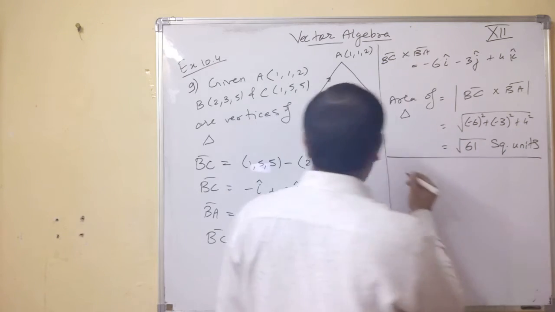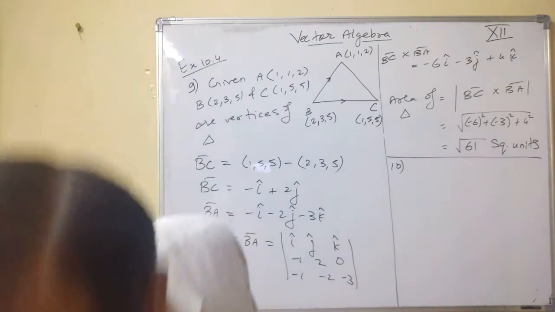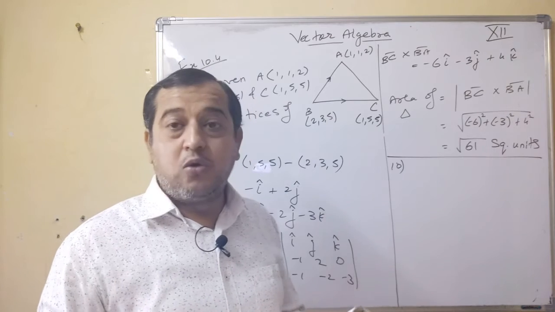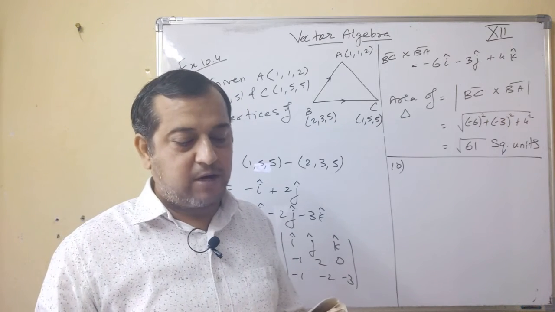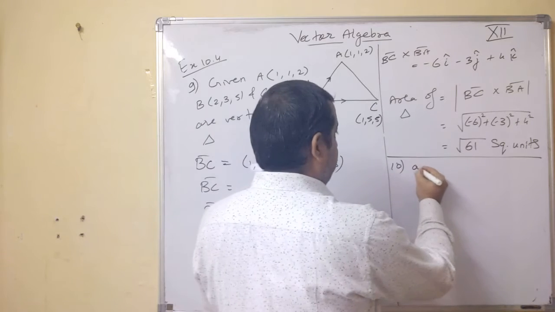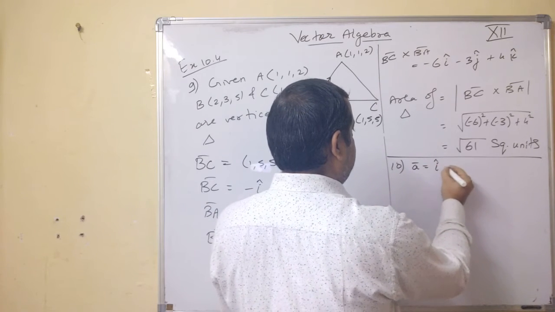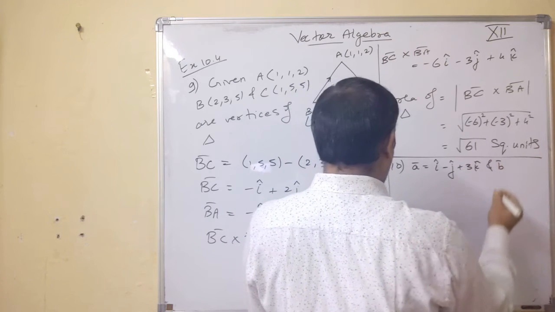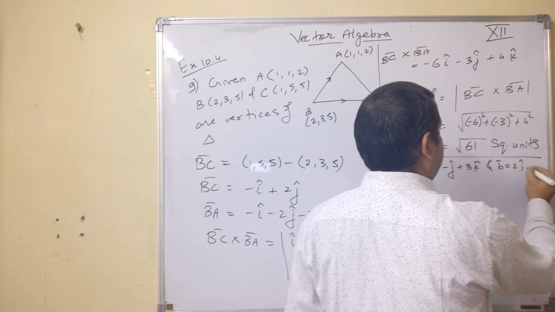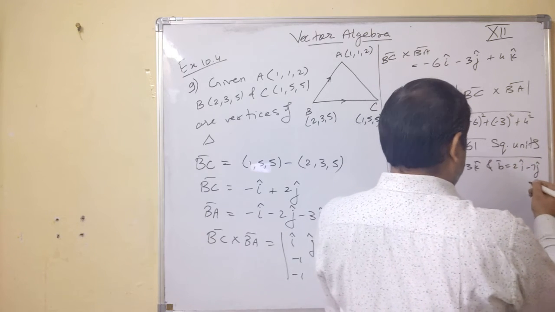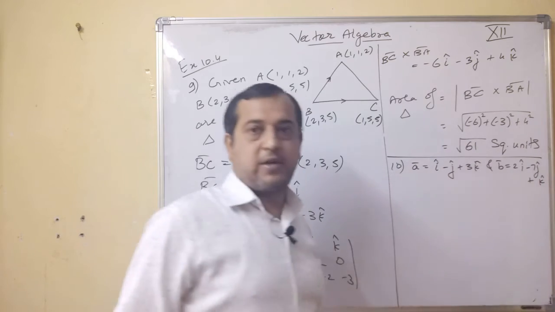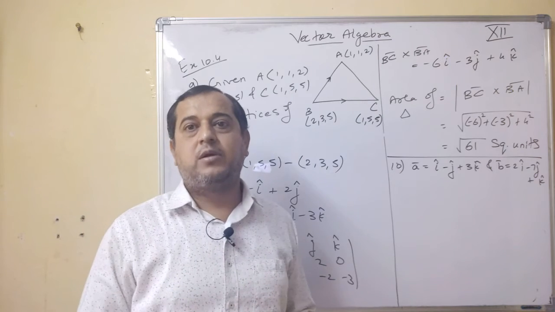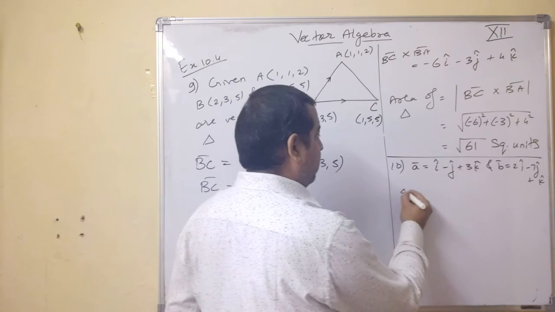Proceeding further, we come to the 10th question. In the 10th question, what is given to you? You have to find the area of the parallelogram whose adjacent sides are determined by vectors. Vector A is I minus J plus 3K and vector B is 2I minus 7J plus K. These vectors are along the adjacent sides of a parallelogram. So find the cross product.